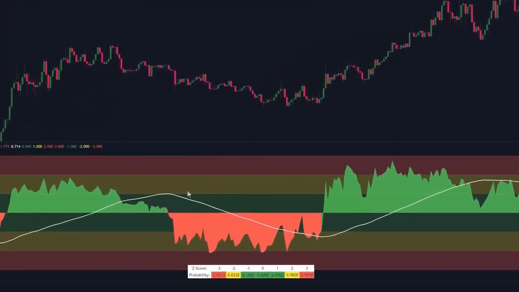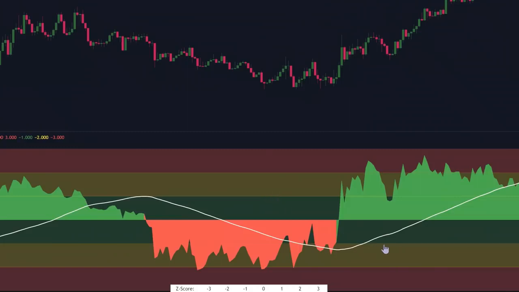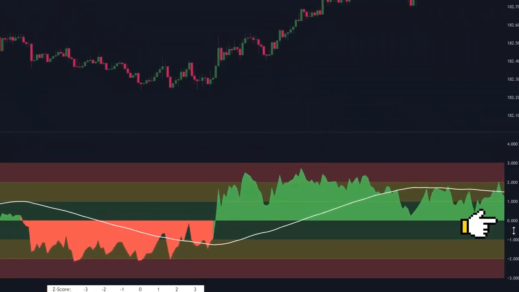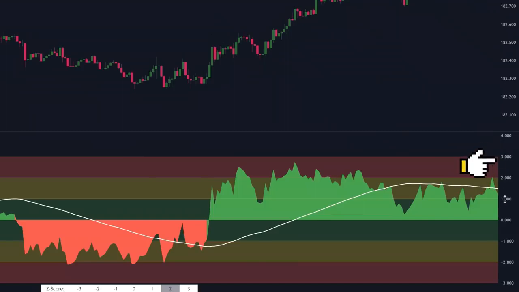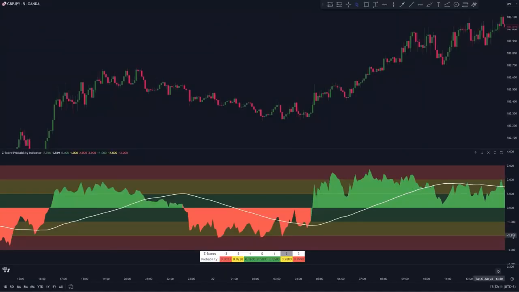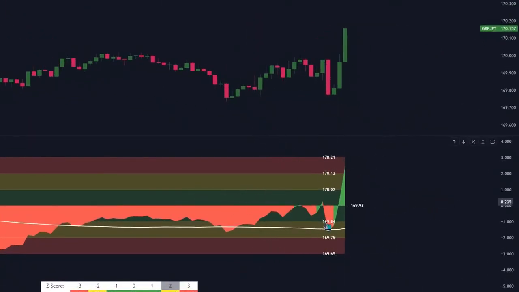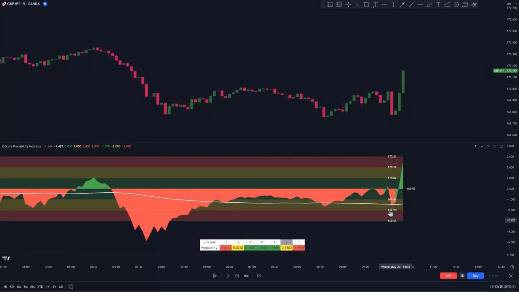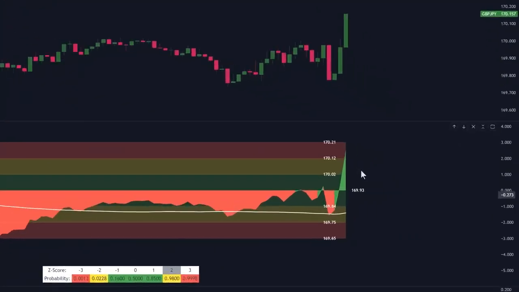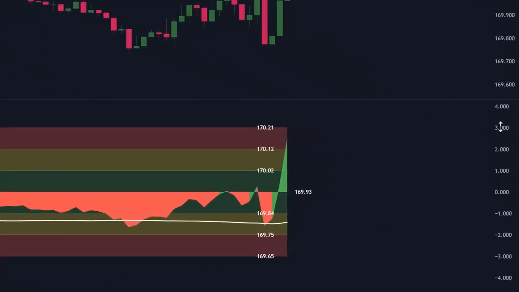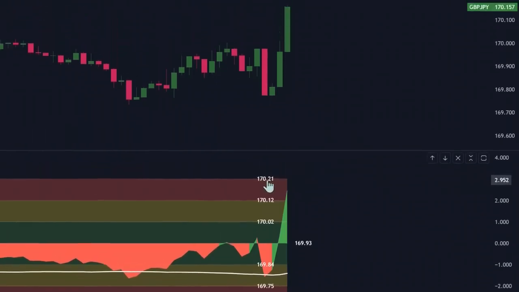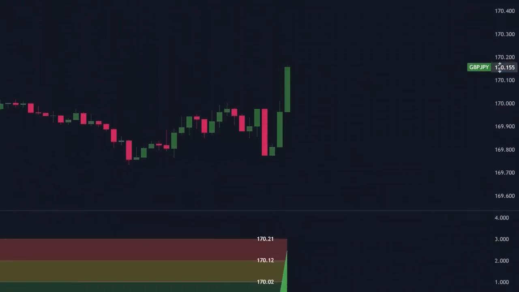Next, we have these horizontal lines right here that correspond to the scale values of 0, 1, 2, and 3, as well as -1, -2, and -3. These are basically the standard deviations. These numbers indicate the price point that GBP/JPY will need to achieve in order to get to these specific standard deviations. So for example, in order for it to get to the third standard deviation, it would need to get to the price level of 170.21, which is just a tiny bit higher than where it's currently at.